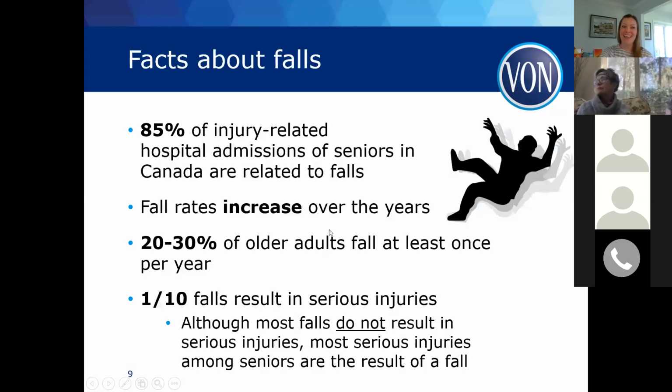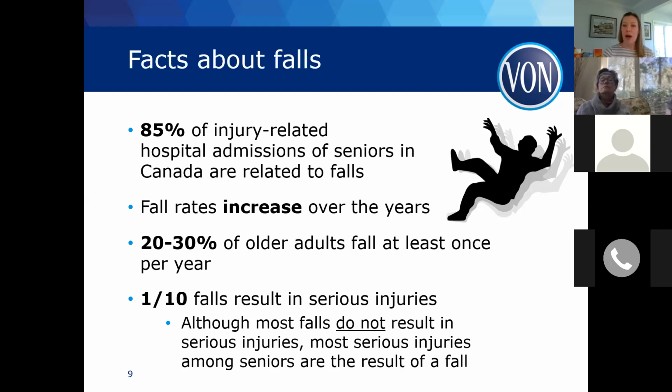All right. Next are what I call the bad news. It's the facts about falls, some of the stats that might scare people a little bit about falls. So the first one is 85% of injury-related hospital admissions of seniors in Canada are related to falls. So most of the time, when an older adult is admitted to hospital with an injury, it is because of a fall. Now, it doesn't mean that all falls lead to this, but it is the common reason why people are admitted to hospital with an injury.